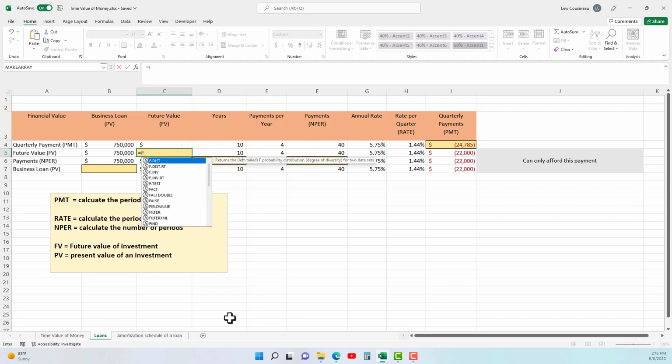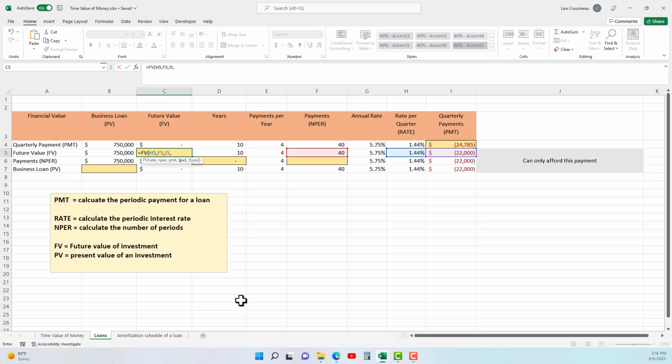So we can use the FV function to answer that question. Again, we have to deal with the quarterly rate. How many periods? 40. What is our payment? The payment is the $22,000 coming out of our pocket. It's already negative. And what is the present value of our loan?